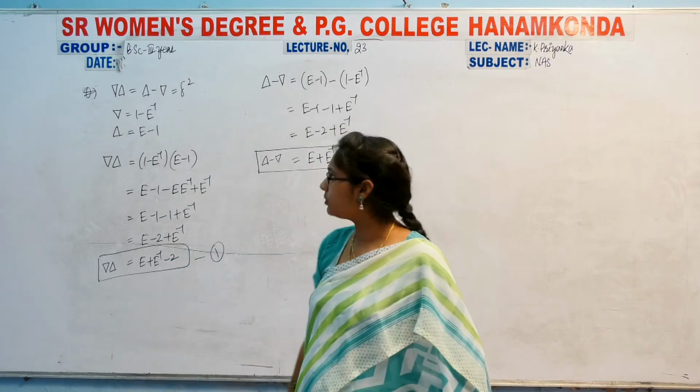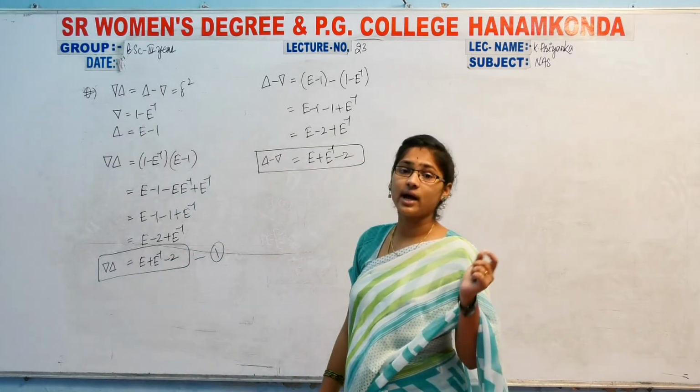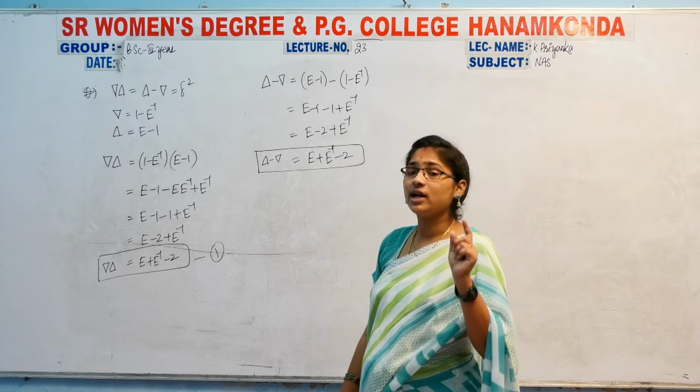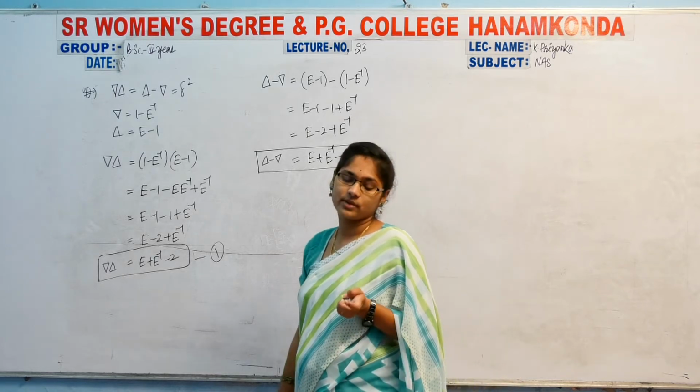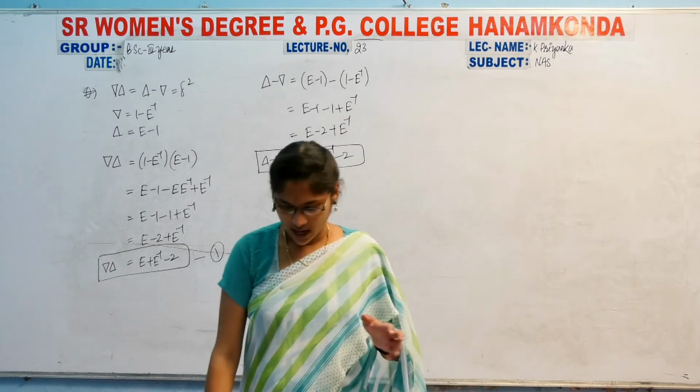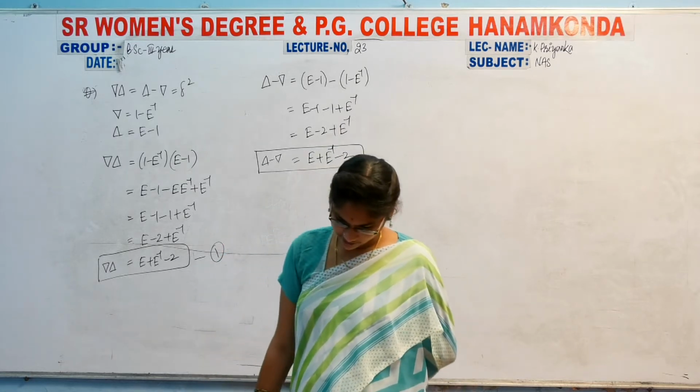Next what we have to do? We have to take that gamma square, that means the second order central difference. Now write down. Now consider the second order central differences.